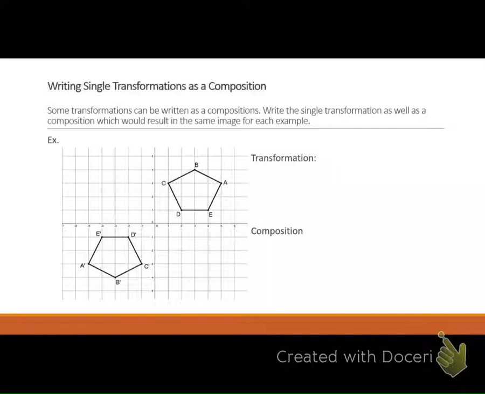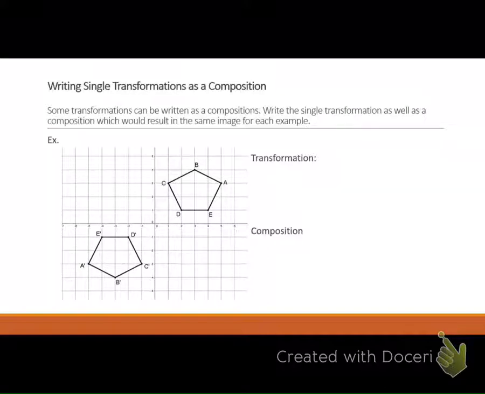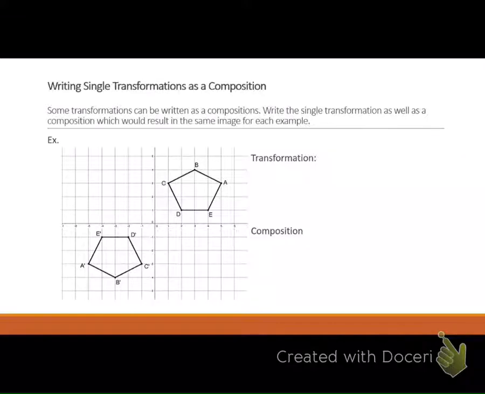So some transformations can be written as compositions. Write the single transformation as well as the composition which results in the same image. So what is the single transformation for this wonderful 1, 2, 3, 4, 5? How many? What is that called when it has 5 sides? Pentagon. Good. What is the reflection, not reflection, it isn't even a reflection, so don't listen to what I just said there.